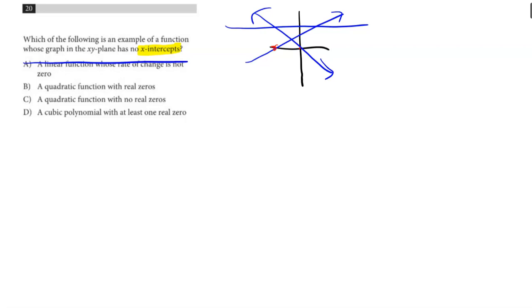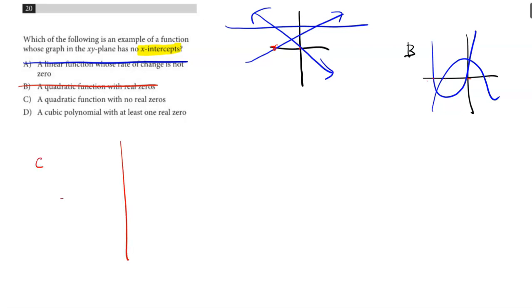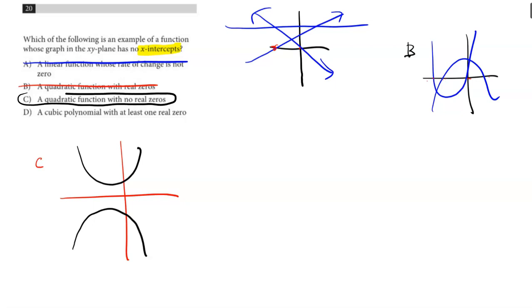What about a quadratic with real zeros? If I'm looking at B, a quadratic with real zeros means it either comes down and goes up, or goes up and comes down, and I end up having these zeros here, or x-intercepts. So that one's out. Part C, a quadratic with no real zeros. That basically means you're floating either below or above, and no real zeros means you're going to have no x-intercepts. So the correct answer here is C.